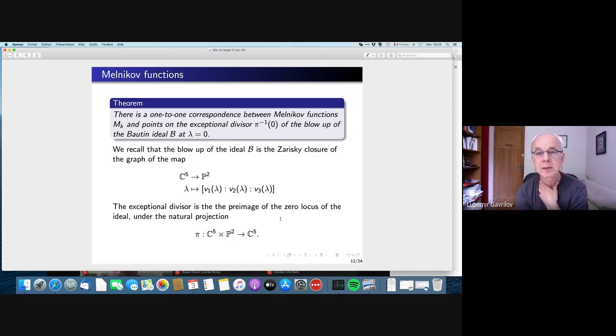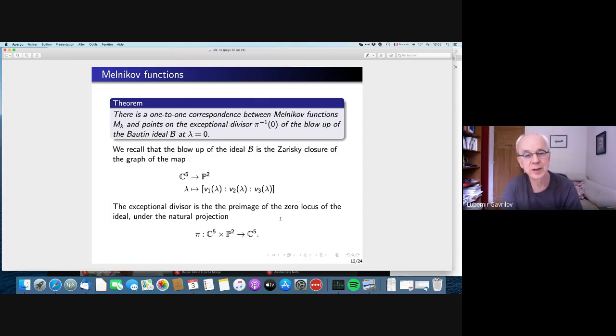In this case, it's very remarkable, there is a bijection. That is to say, a one-to-one correspondence between all possible Melnikov functions and points on this exceptional divisor. It's a very remarkable description of the set of Melnikov functions. Of course, these Melnikov functions, if you look at the initial formula, are described only modulo multiplication by a constant. So you mean modulo such a multiplication.